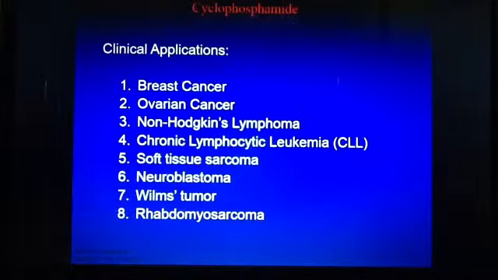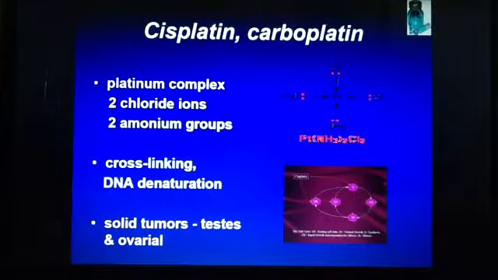So the clinical applications of cyclophosphamide: breast cancer, ovarian cancer, non-Hodgkin's lymphoma, chronic lymphocytic leukemia, and soft tissue sarcoma, neuroblastoma, Wilms tumor, and rhabdomyosarcoma. Okay, let's take a break here and we'll come back and start with cisplatin.